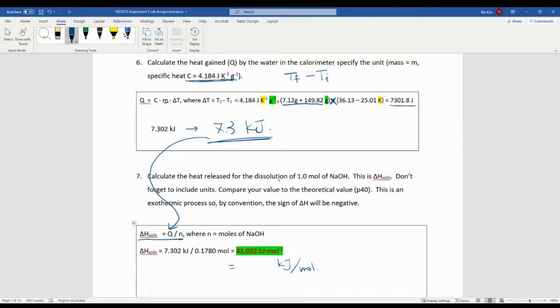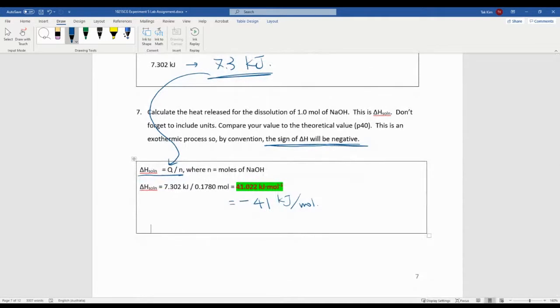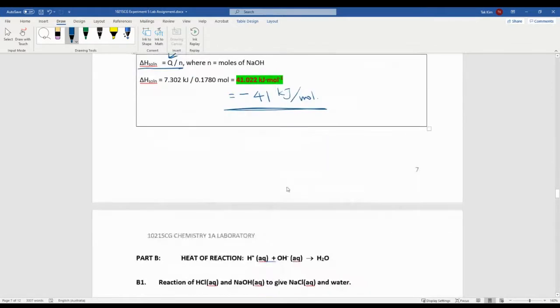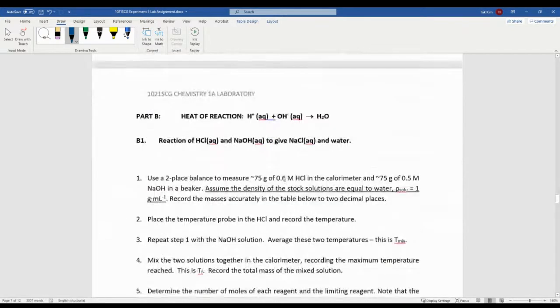And then since this is an exothermic process, by convention, the sign of delta H will be negative. So instead of leaving your result as it is, you just need to put a negative sign, and then 4.1 kilojoules per mole. Right? So this is the final result you should get for your first one. If your number is not close to this one, you made a mistake somewhere, so please have a look at your calculation again.